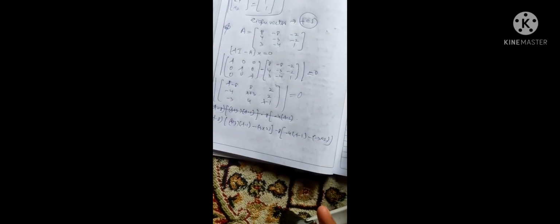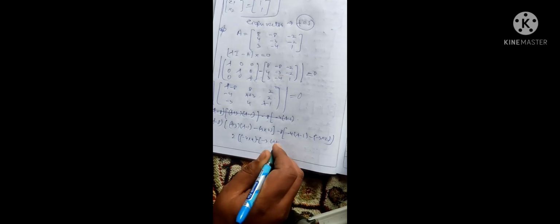Now we will hide this and this. What is left? Minus 4 lambda plus 3. So 2 into minus 4 into 4 into minus 3 into lambda plus 3. So I hope you know how to solve this equation and you will get the eigenvalues. So the eigenvalues are 1, 2, and 3. So these are our eigenvalues for the matrix we have considered.